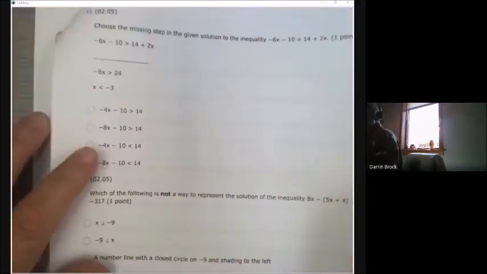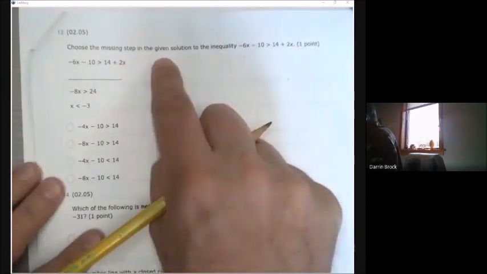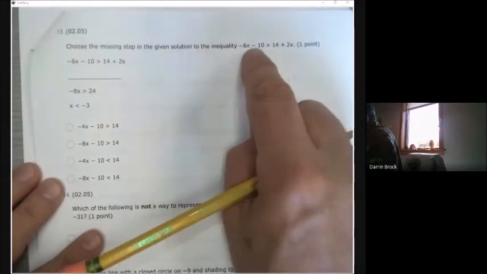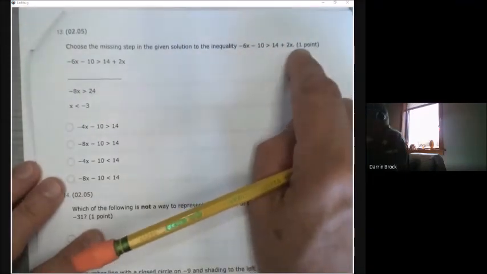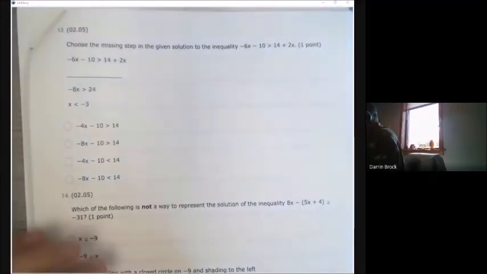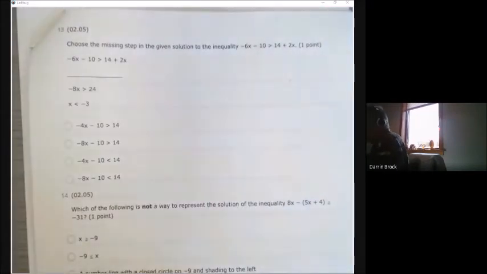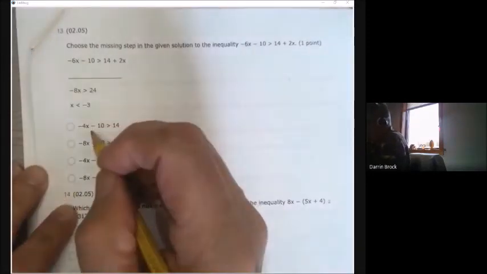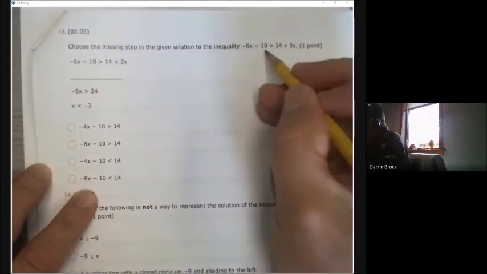All right, number 13. We're doing well here. Choose the missing step in the given solution to the inequality. Negative 6x minus 10 is greater than 14 plus 2x. Okay, so first thing they did is just write the inequality down. And then from there, they got to negative x is greater than 24. So somewhere in there's a step. These all still have the minus 10 and the 14. So they didn't do anything with this, right?